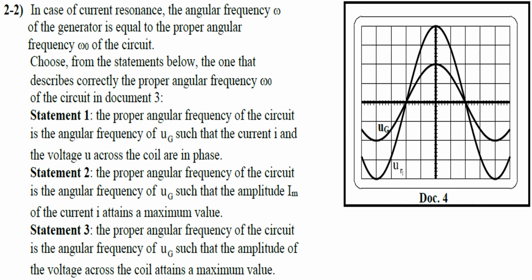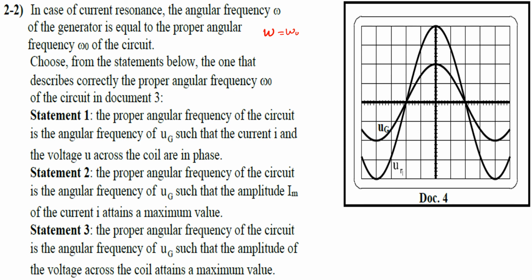In case of current resonance, the angular frequency omega of the generator is equal to the proper angular frequency of the circuit. So omega, which is for the generator, is equal to omega 0, which is for the whole circuit. This is called the proper frequency or proper angular frequency. Choose from the statements below the one that describes correctly the proper angular frequency of the circuit in this document. First, to avoid misconceptions, we know that they are in phase, but this does not mean that we are getting the exact description.